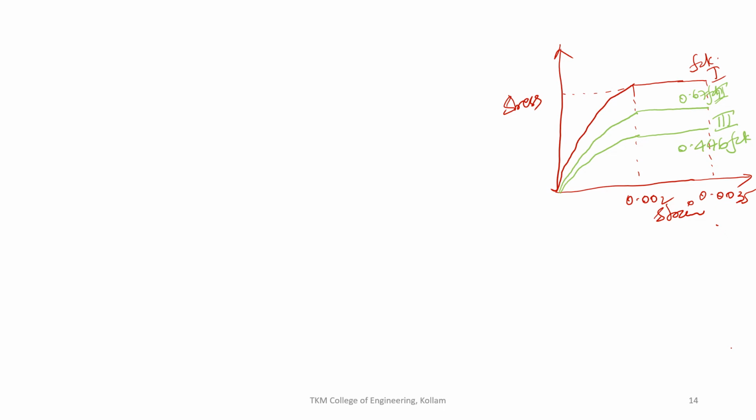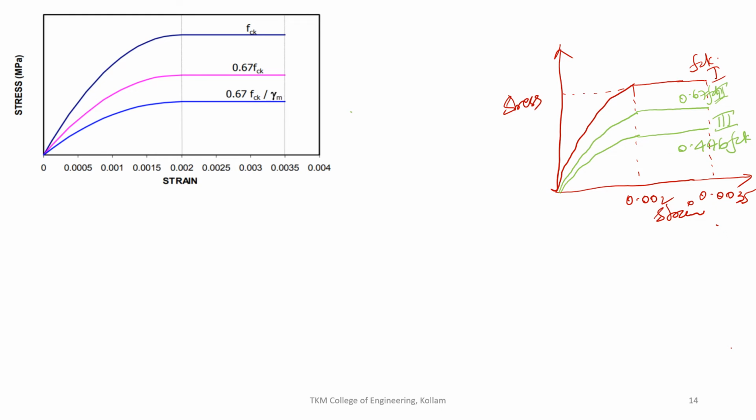So you will see here the first curve corresponds to your FCK value, the characteristic strength, the idealized curve. Now, in order to take care of the field and the size variance, we will have curve 2, that is 0.67 FCK. You get it by FCK divided by 1.5. And further, you will apply your factor of safety, that is 1.5 for concrete, and you will get this curve.